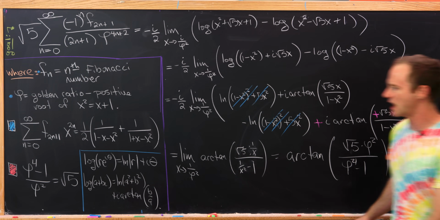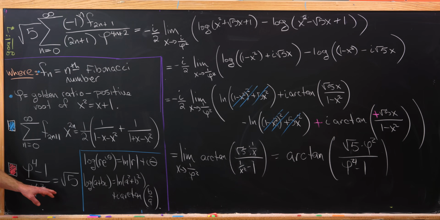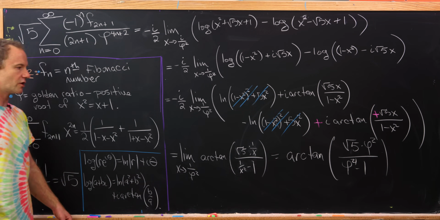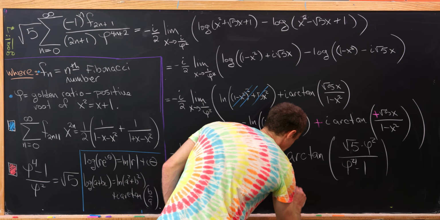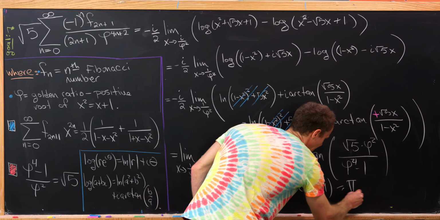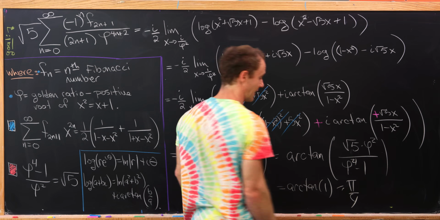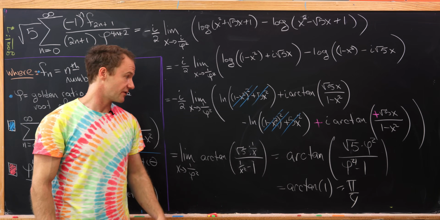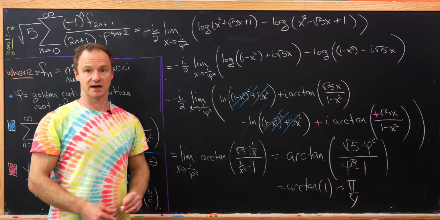Oh, but check it out. Phi to the 4th minus 1 over phi squared is the square root of 5, but if we take the reciprocal, we have 1 over the square root of 5, but that's going to cancel this square root of 5 in the end, leaving us with arctan of 1, which is pi over 4. So there we have it. We have finished our sum and we've gotten to another probably of your favorite constants, pi. And that's a good place to stop.